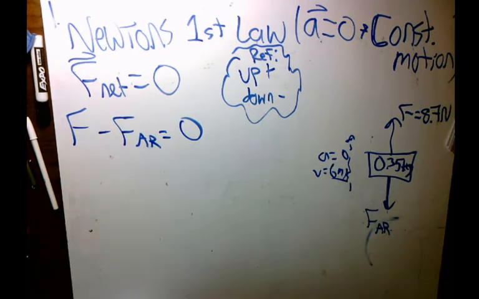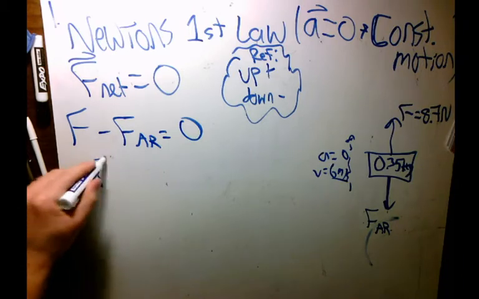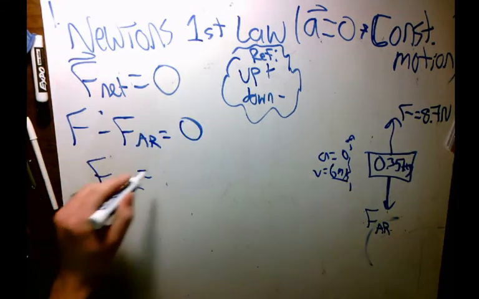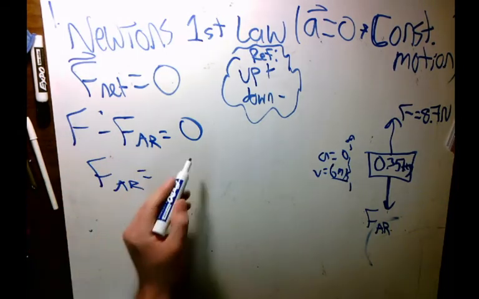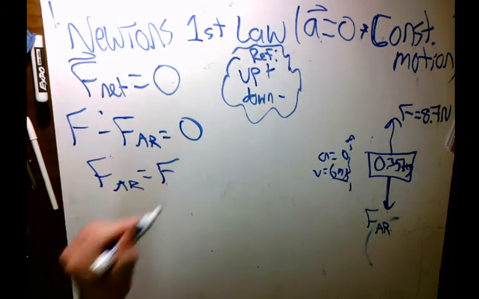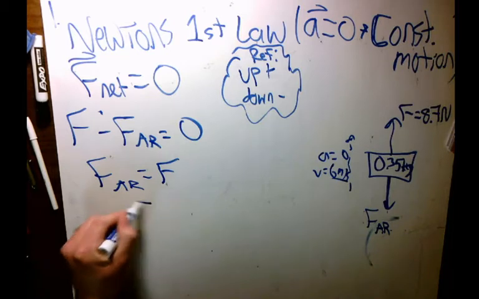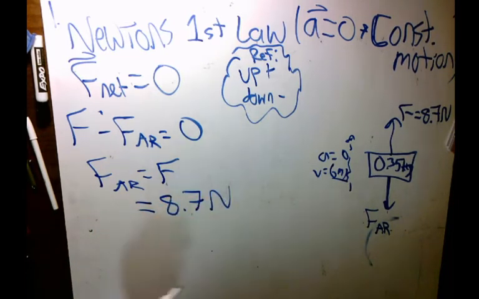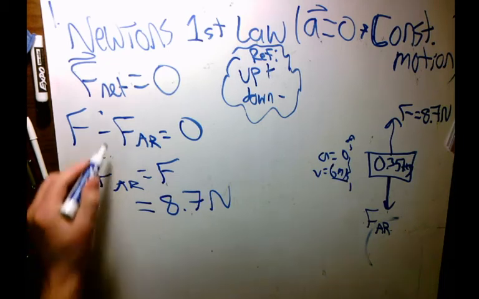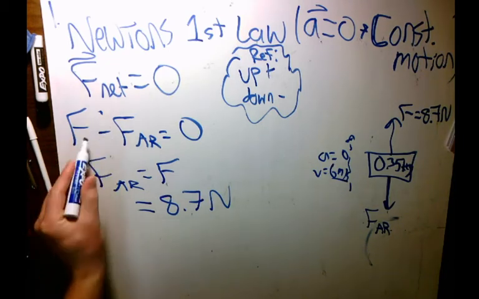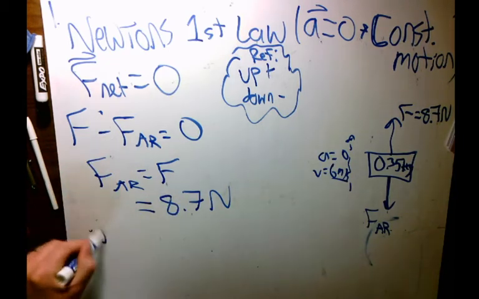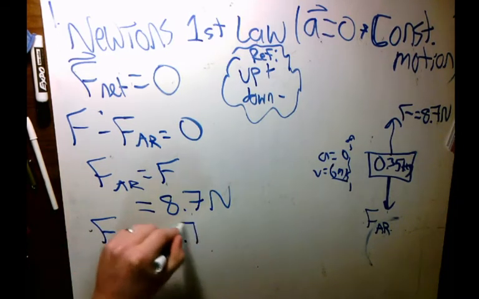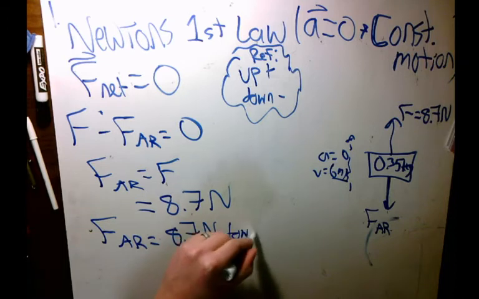So simple enough equation. We know that the force of the air resistance, we'd have to add to both sides, right? And we're left with F is equal to positive F_AR, which gives us 8.7 newtons as our air resistance, right? And since we made it negative, that meant it was down. So the force of air resistance is equal to 8.7 newtons down.